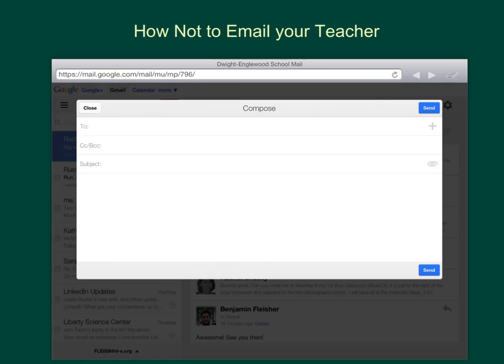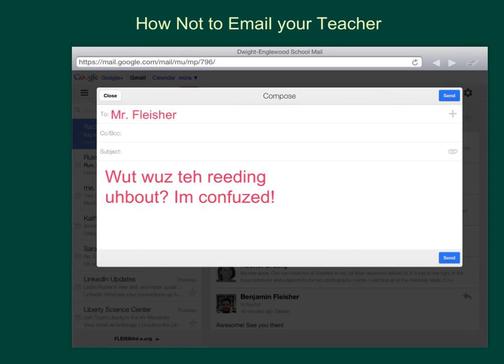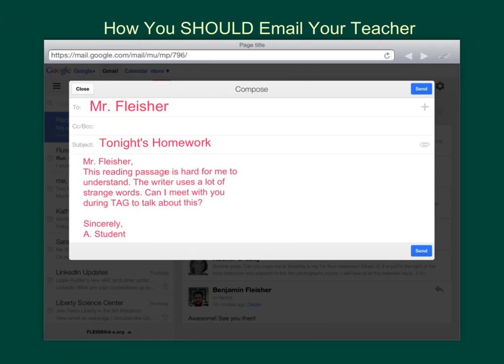Now back to the story. So, these intrepid students decided to email the teacher about their work, but ended up making a bunch of mistakes. Let's look at how not to email a teacher. As you can see, this student's email is not exactly up to snuff. Can you tell what's wrong with it? A student email should have looked more like this.